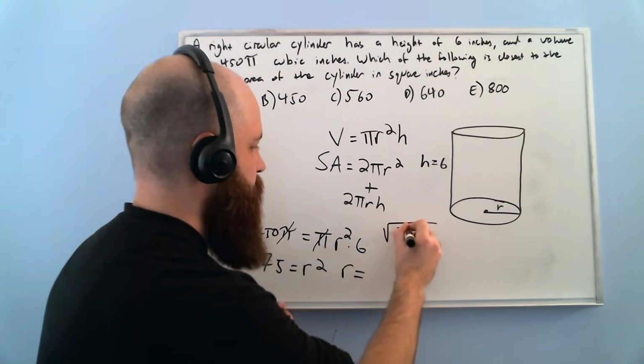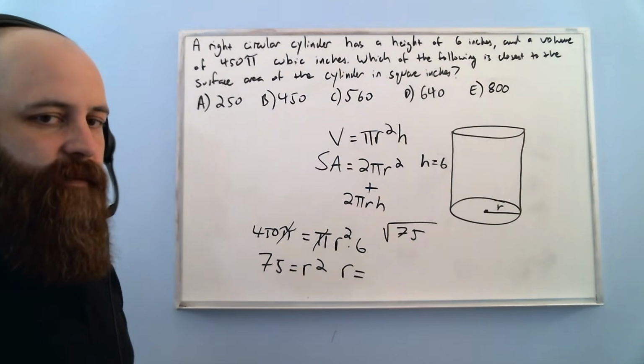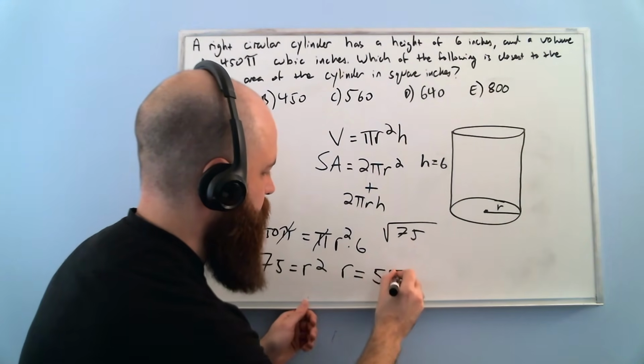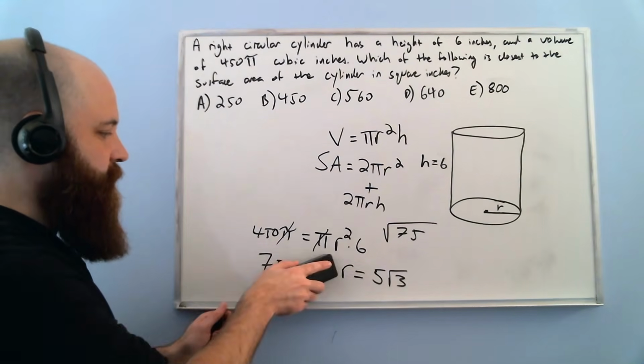So root 75. 75 has a 25 in it, right? 25 times 3. So root 25 is 5, and I'm left with root 3. So the radius is 5 root 3.